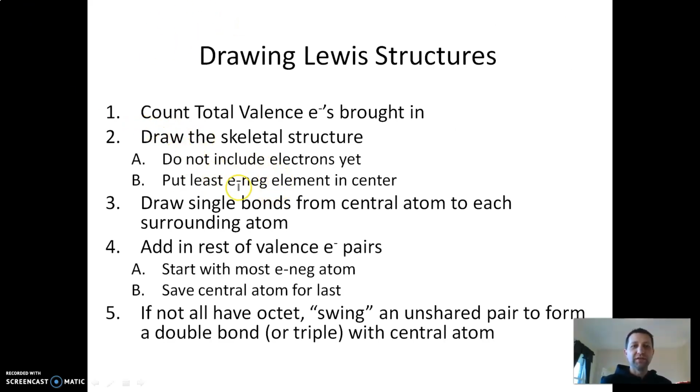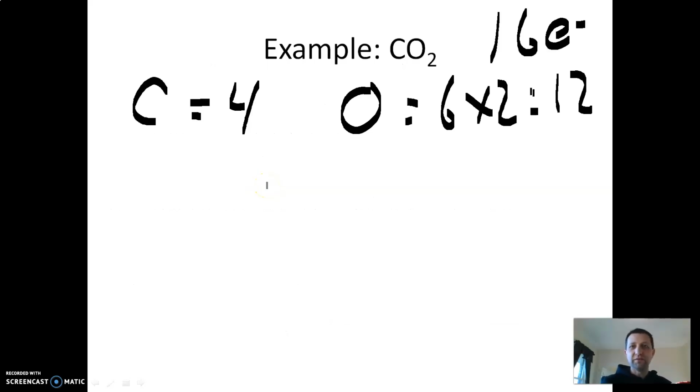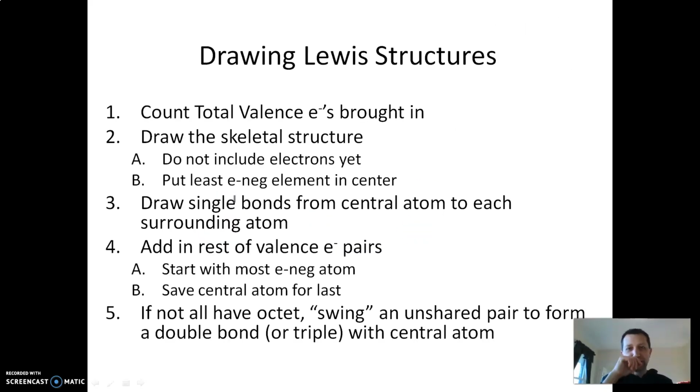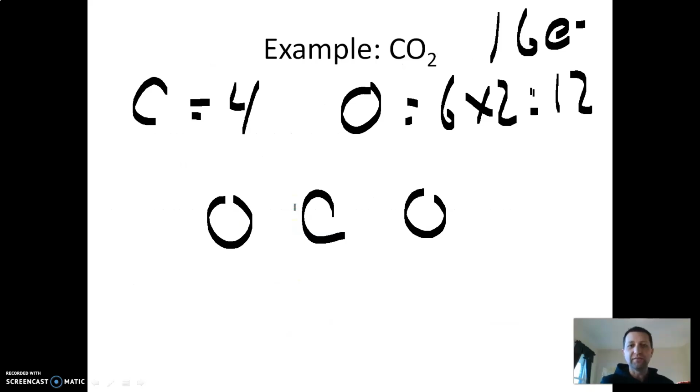Okay, so what I need to do is follow my steps and start with my skeletal structure. So I'm going to put the least electronegative element in the center, or it's going to be the element that makes the most bonds, which is going to be carbon that makes 4, or just use common sense. Okay, there's only 1 carbon. Well, okay, that's going to go in the middle. Put your oxygens around the outside. You don't need to worry about the correct shape just yet. You'll learn about that in a future lesson. But then we want to put single bonds from the central atom to each of the surrounding atoms. So let's do that.